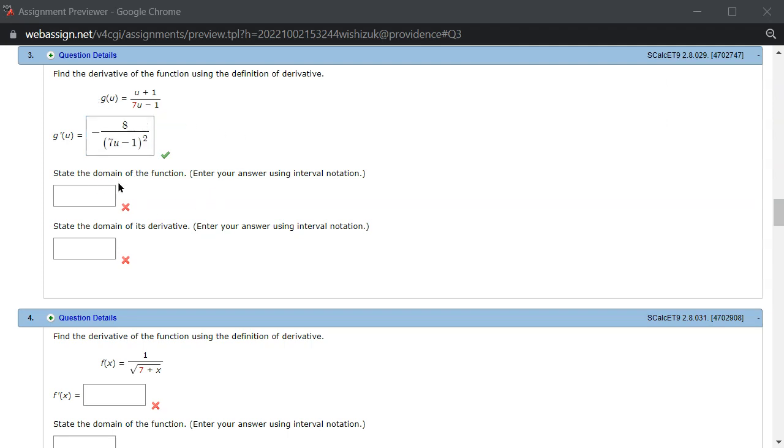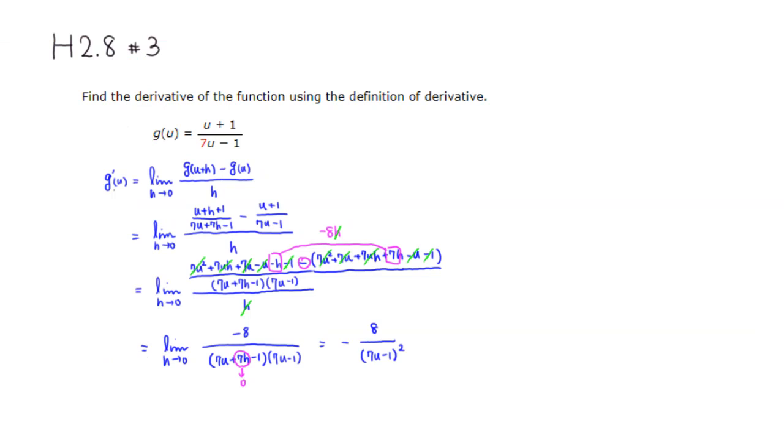State the domain of the function. You can see that this is a rational function, so we don't want the denominator to be 0. So we don't want 7u minus 1 to be 0. Add 1 to both sides, so 7u cannot be equal to 1. Then we can just divide through by 7 to isolate u. So we cannot have u equals 1 over 7. So all real numbers except for 1 over 7.